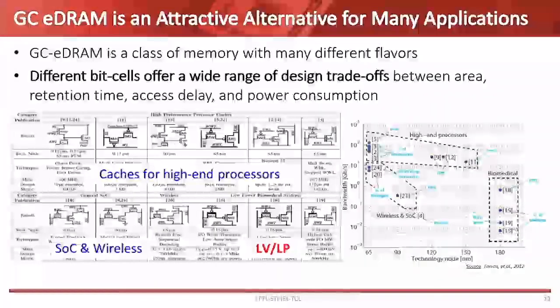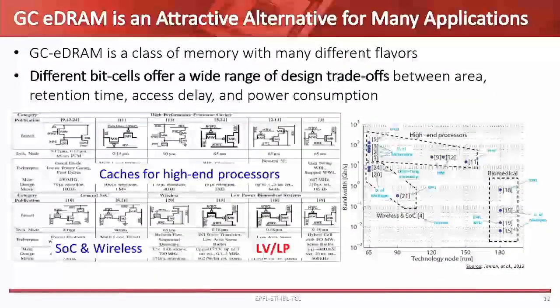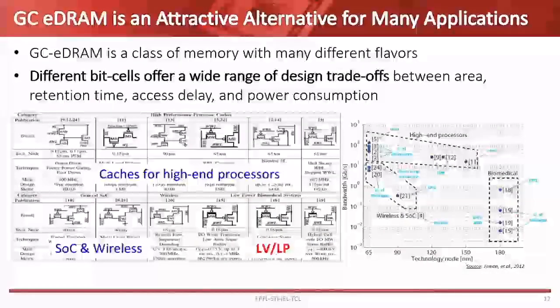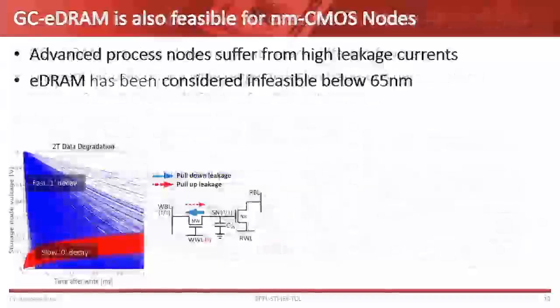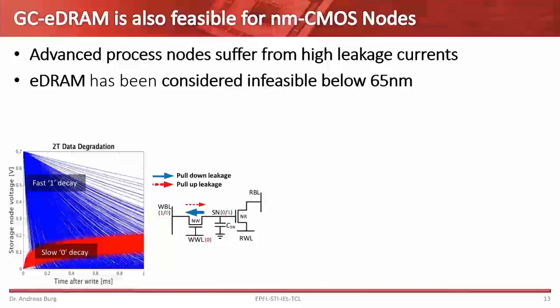And if you look at this roadmap, it basically shows a number of papers that have reported eDRAMs. You see that these eDRAMs have been realized in various technologies from 180 nanometer all the way down to 65 nanometer, and that's essentially where it stops. Now, the problem is, of course, that technologies become more and more leaky as we are going to advanced technology nodes. And this is what you're going to see. Basically, on the left, you see the charge decay inside the cell, right? And you typically have one level inside the cell that decays much faster than the other one.